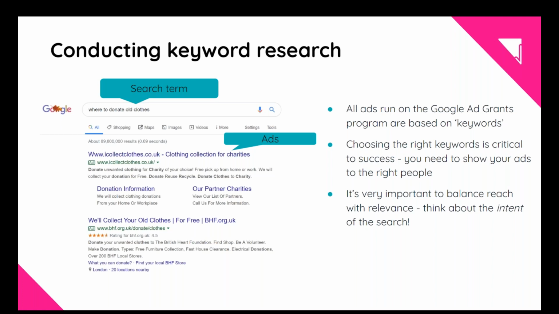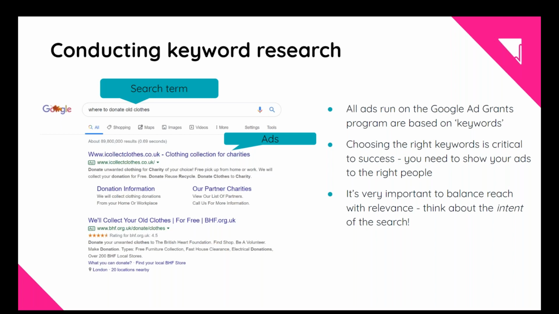So the key is to choose words that are really relevant to your organization and to the service or services or information that you provide. So you want people to click on your ad, but you also want them to find value in the content that they find on your website as a result. So this relevance piece is really key. And hopefully then they'll go on to take action as well, such as making a donation or signing up for a newsletter.